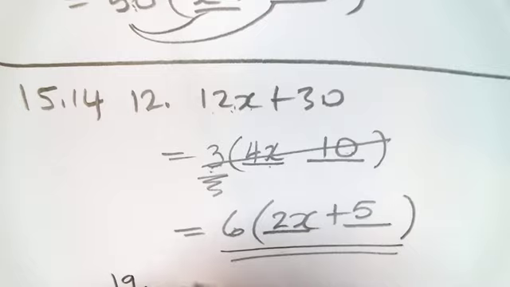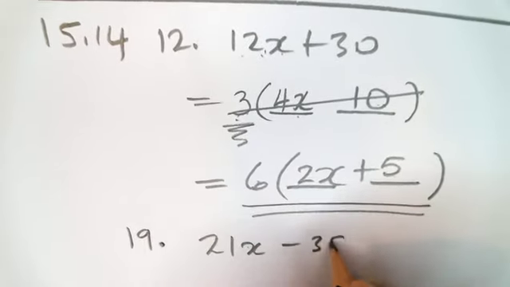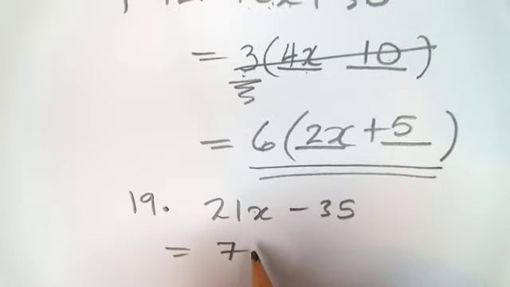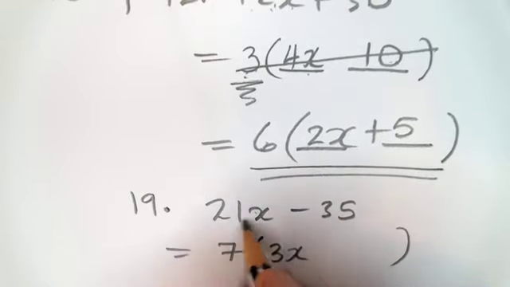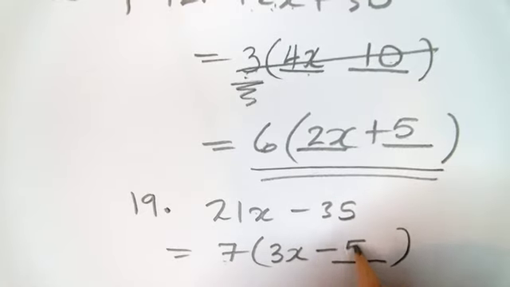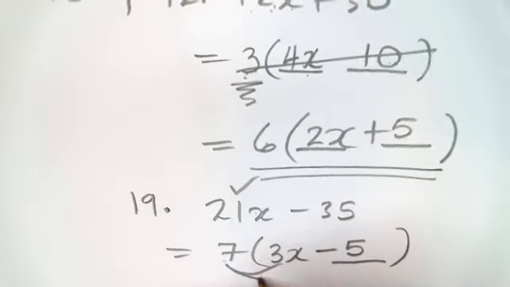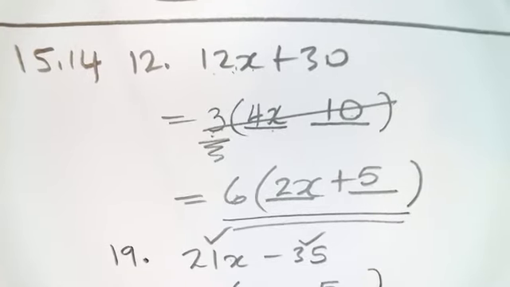Here's number 19. All right, 21x minus 35. So what's common to those two? Oh, 7 is common to both those. So I've got a 7 outside the bracket. And because 7 times 3x would be 21x, and something times 7 would make 35, that would be negative 5. Let's check it. 7 times 3x is 21x, and 7 times negative 5 is negative 35. And that works well. All right, should we do one more?